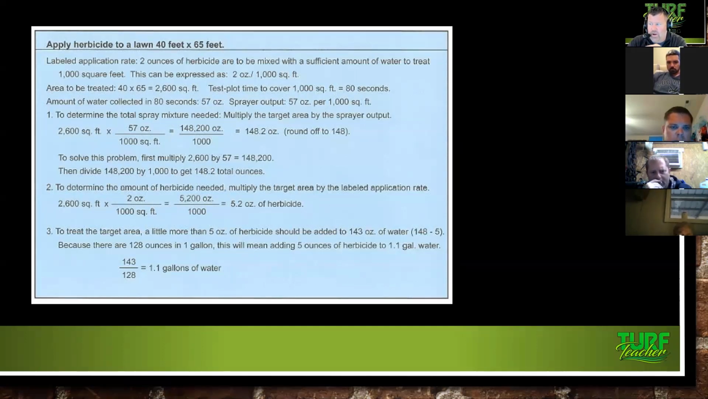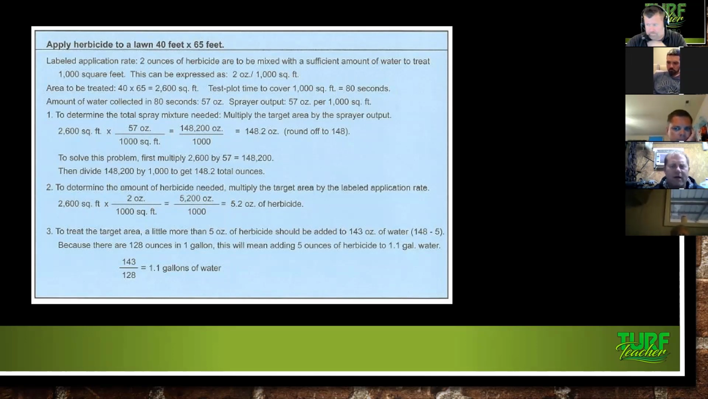Next, we have to determine the amount of herbicide we need. So we multiply the target area by the labeled application rate, 2,600 square feet times 2 ounces per 1,000 gives us 5,200. Divide by the 1,000 square feet. So we need 5.2 ounces of herbicide. And so we need to mix a little more than 5 ounces of herbicide to be added to 143 ounces of water. Why only 143 ounces of water?